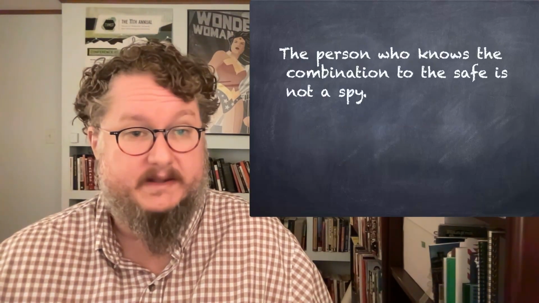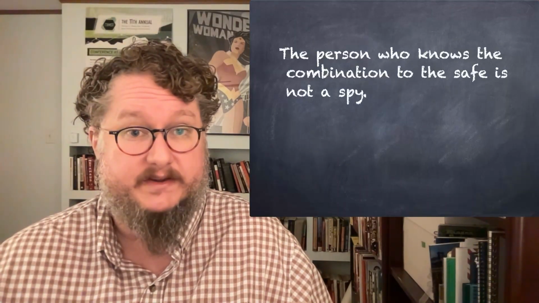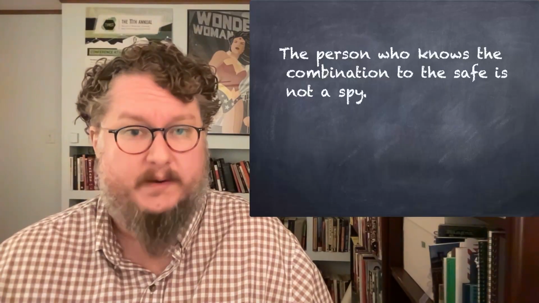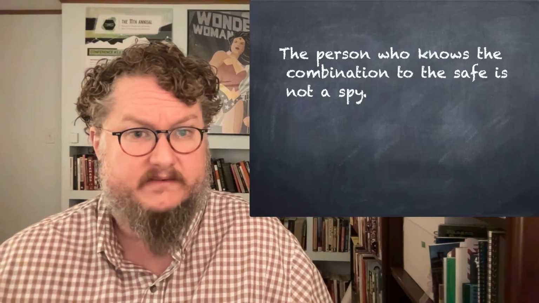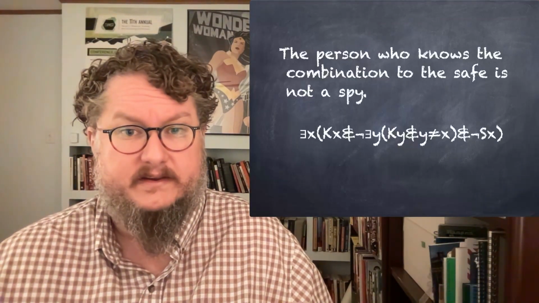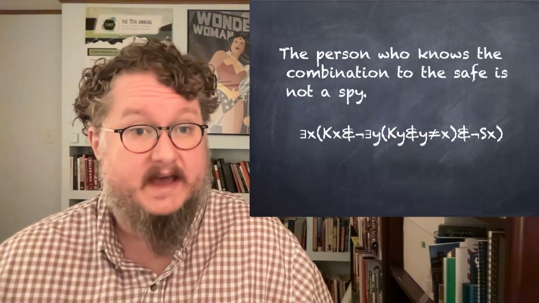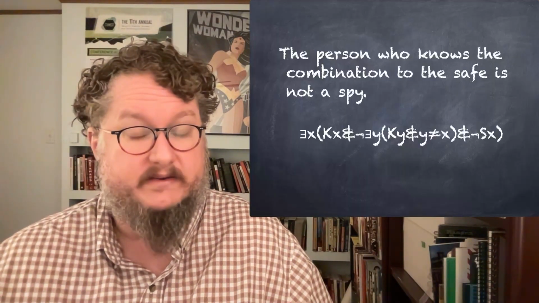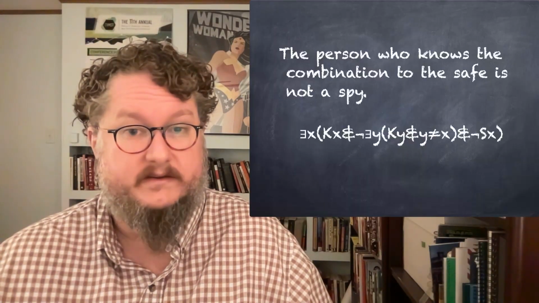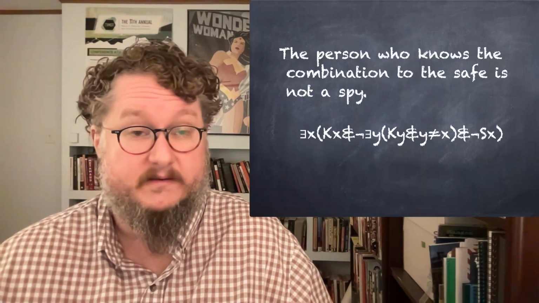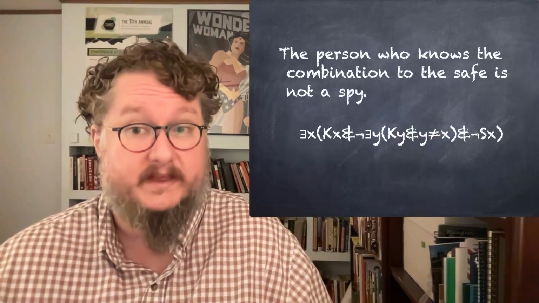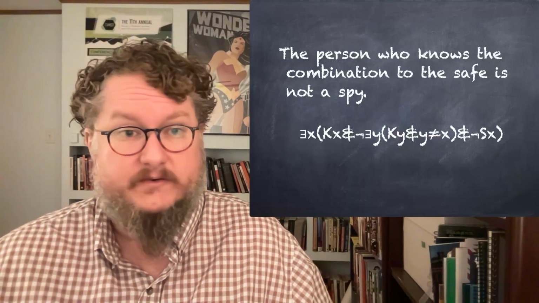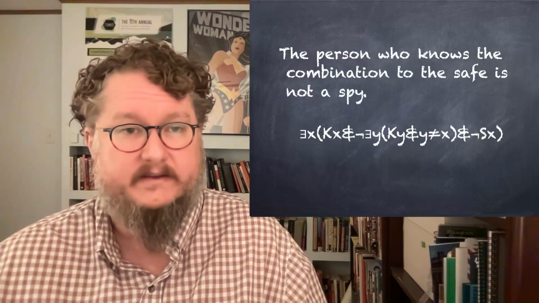Consider another statement like this: the person who knows the combination to the safe is not a spy. We'll learn much later in the class that the probably best way to represent this formally is a formula like this. Now that's complicated and maybe a little intimidating, but by the time we get to it, it will be clear to you what it means and you'll learn to do this translation work pretty easily. So that's just a very quick introduction into the basic ideas that we're going to be working with in this class.